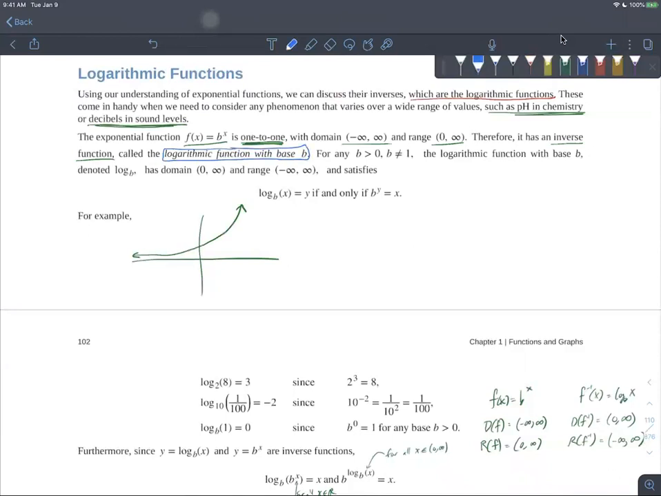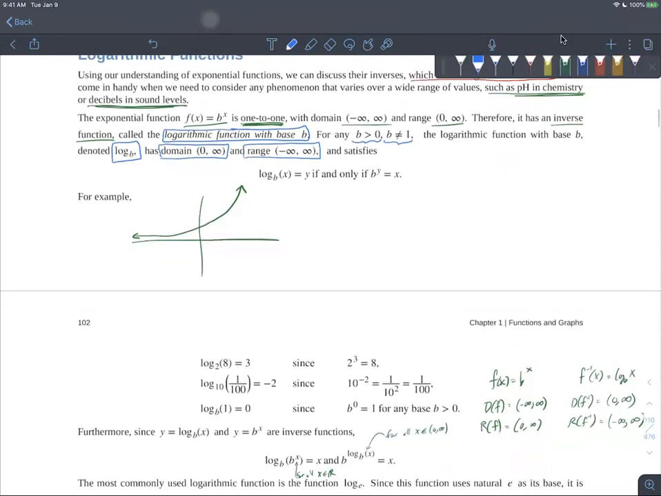Okay. And for any b greater than 0 and not equal to 1, the logarithmic function with base b has the notation log with the subscript of b, read log base b. We should know what the domain is going to be. The domain is going to be the range of the exponential, which is 0 to infinity. And the range of the logarithm is going to be the domain of the exponential, negative infinity to positive infinity. I'll just sketch a graph right here. It's going to look something like this. And you can see its domain and range there. Of course, we know from the previous section that these two graphs must be symmetric about the line y equals x.